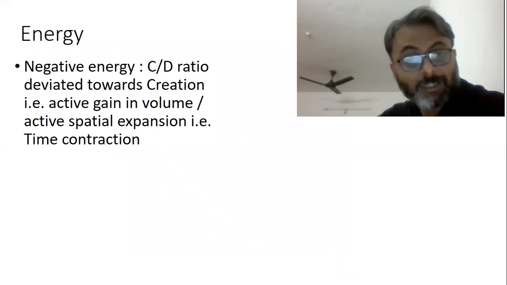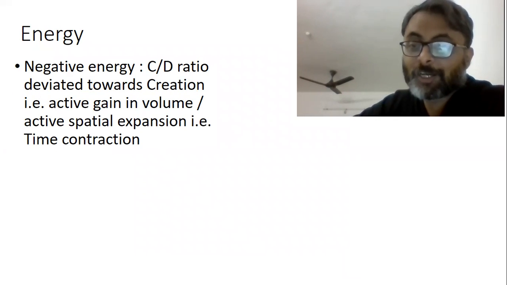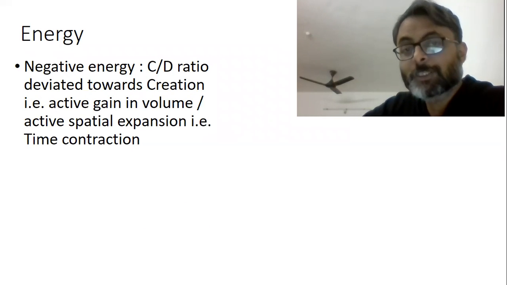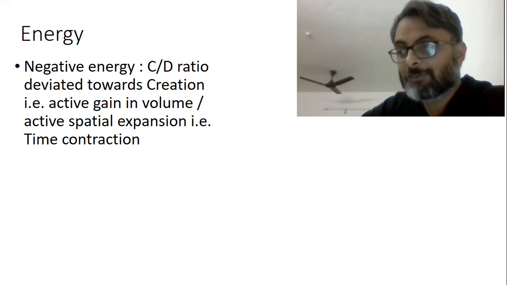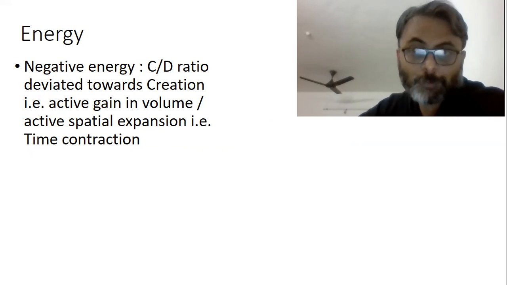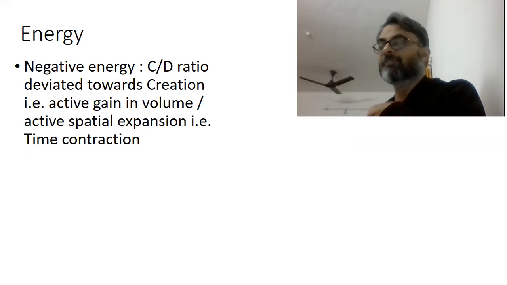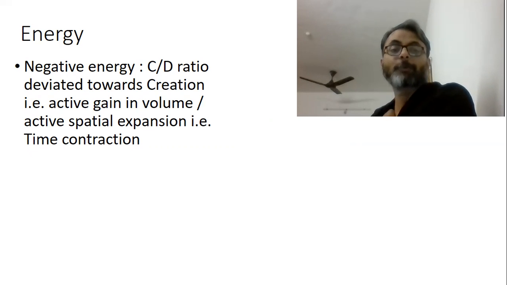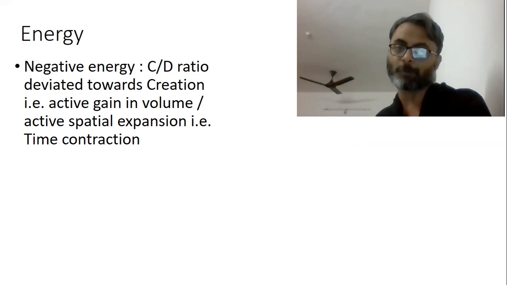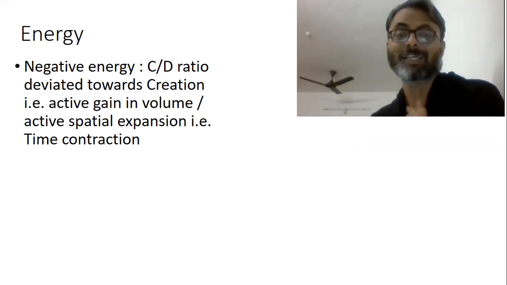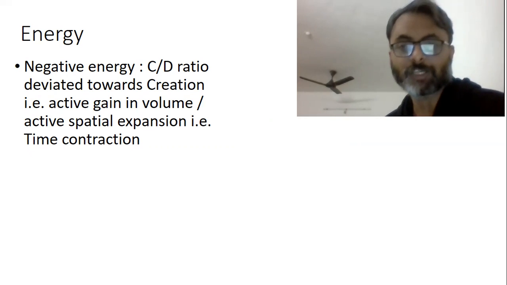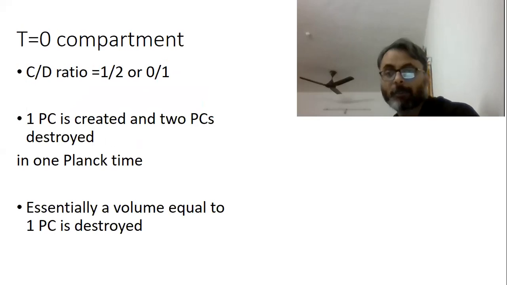And whenever the C by D ratio, that is the creation to destruction ratio, is deviated towards creation, that is, there is more active unbalanced creation, so more volume is being formed. In this, there is time contraction and active spatial expansion, so volume gain is happening. So this is called negative energy in DGR.